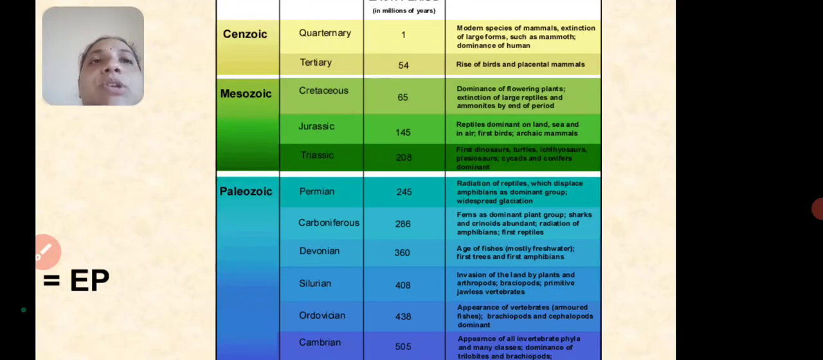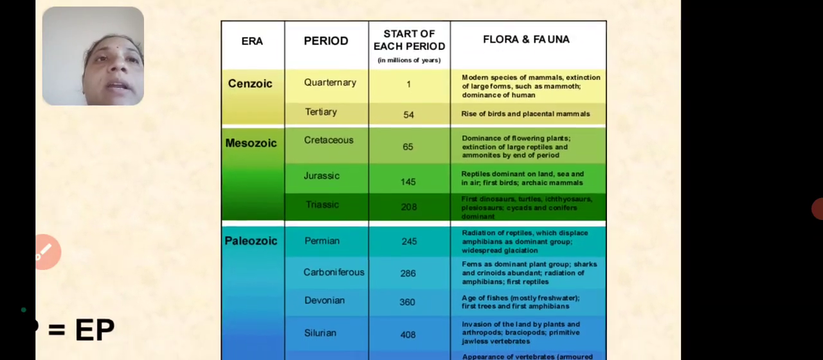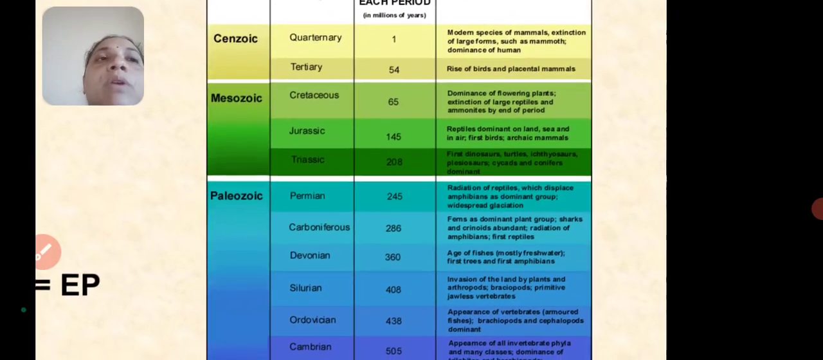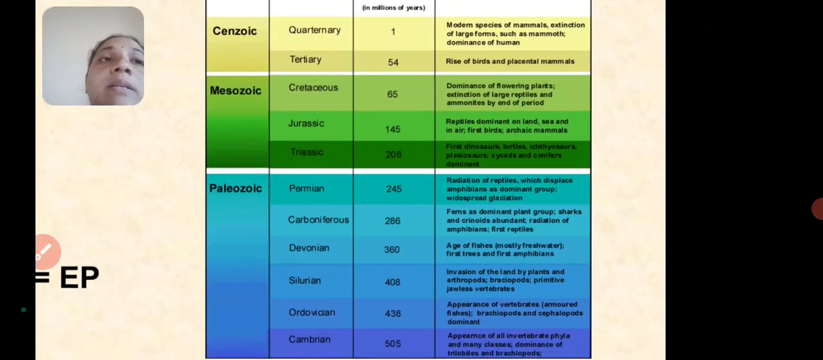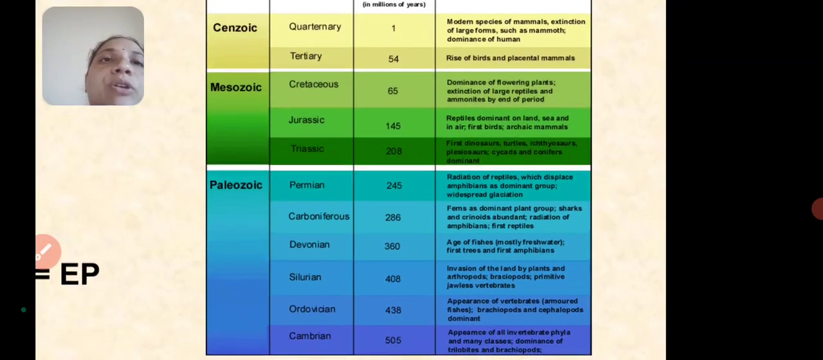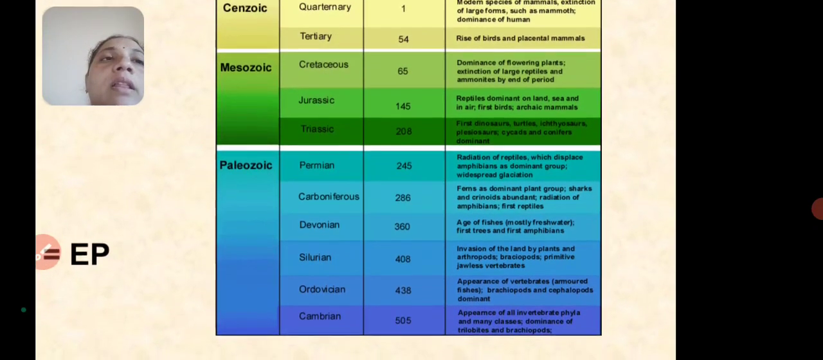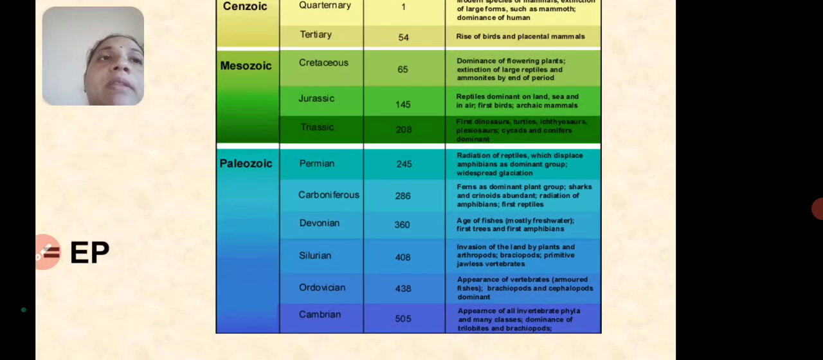So in the Mesozoic era, in the Triassic period, on the plant side, cycads and conifers are dominant. On the animal side, the dinosaurs and turtles are dominant in the Triassic period of the Mesozoic era.